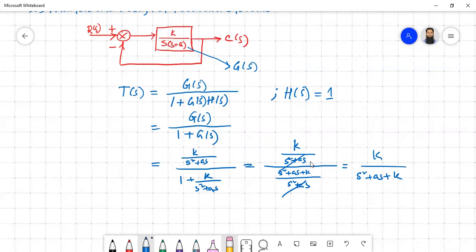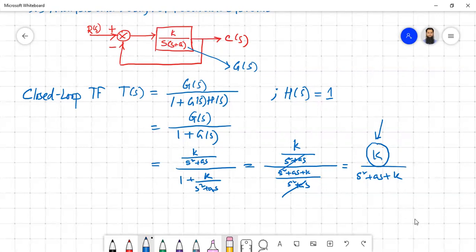So after applying the block diagram reduction, this is your closed loop transfer function T of S. Now, as you can see, there is a factor K here. The factor K can be considered as a gain. This can be a way of designing this feedback system.